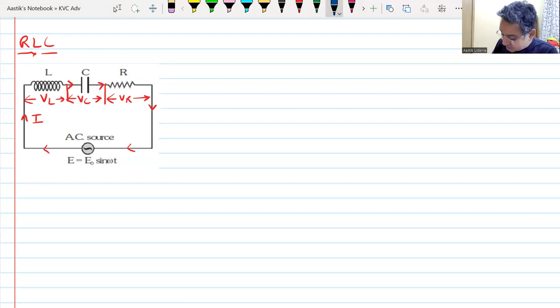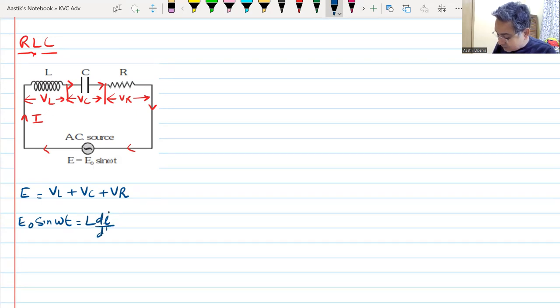As all of you know, the applied EMF E of the AC source will be equal to VL plus VC plus VR. The value of E is E naught sine omega t. The potential drop across the inductor is L di by dt, the potential drop across the capacitor is Q by C, and the potential drop across the resistor is I into R.